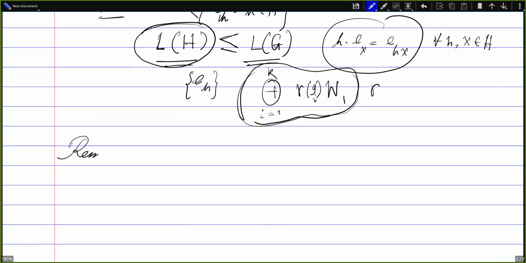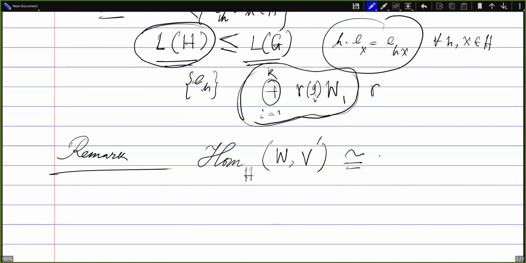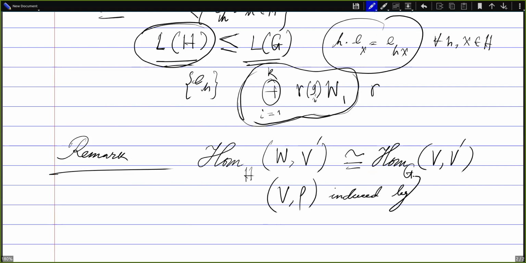So the remark is, Hom_H(W, V') between W and V' is isomorphic to Hom_G(V, V') between V and V', where (V, rho) is induced by (W, theta), and (V', rho') is a representation of G.